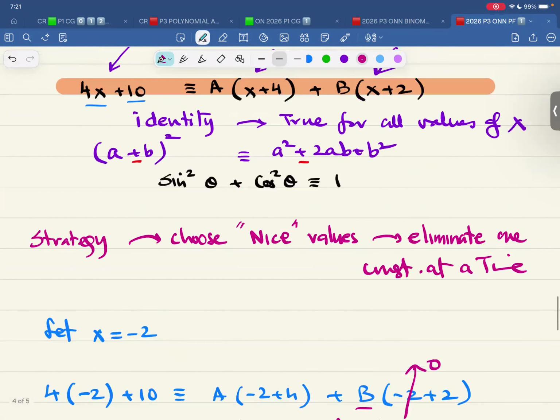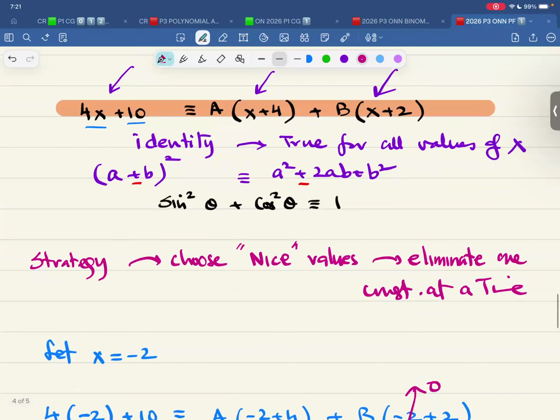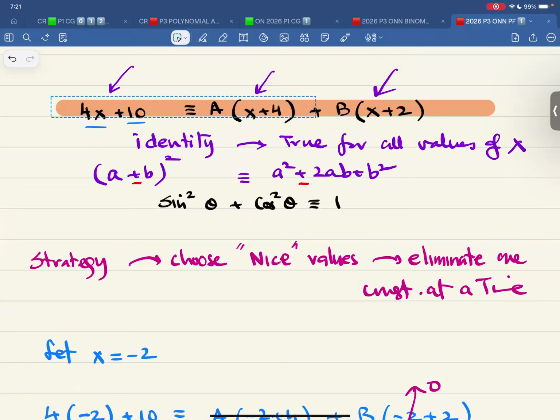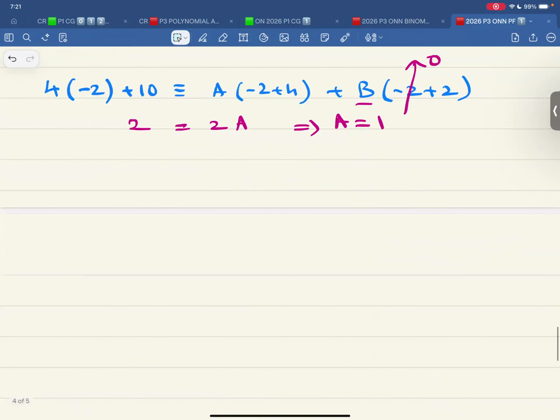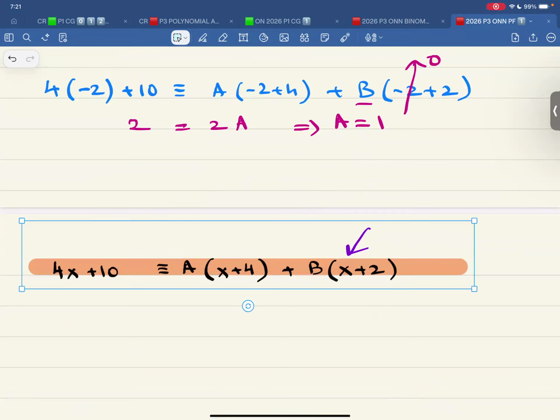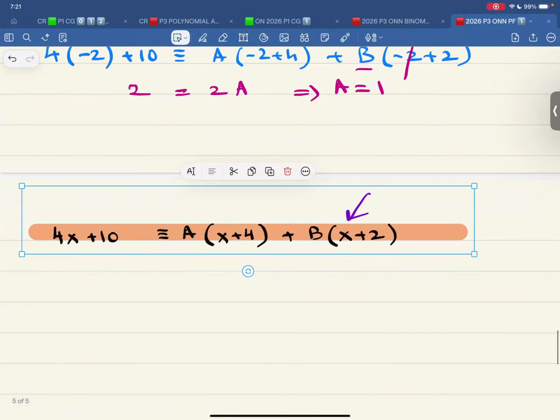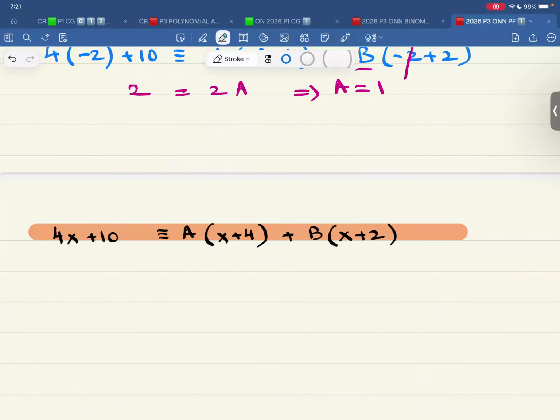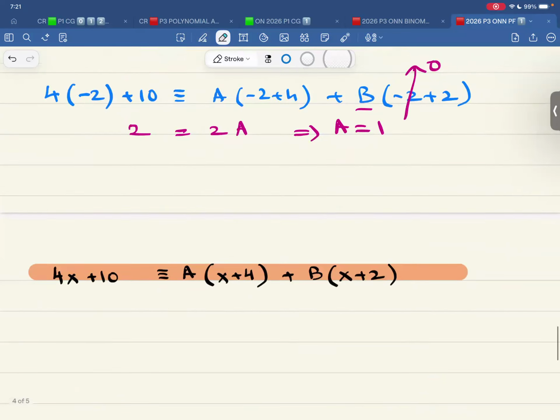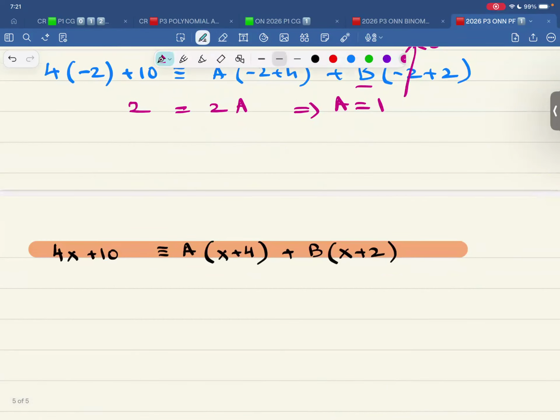Now let me write this thing again. 4x plus 10 is a times x plus 4, b times x plus 2. Let me just pick this up, copy it on the next page, and remove this thing. Okay. Now we have the value of a, that is 1.